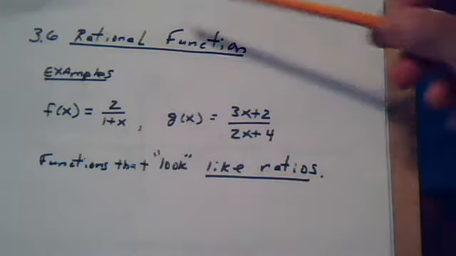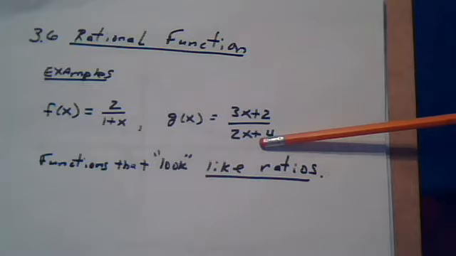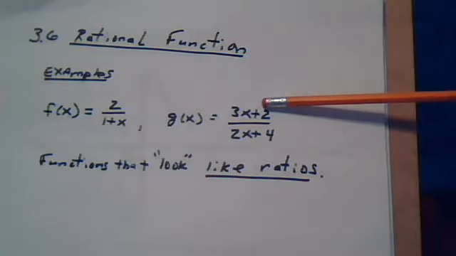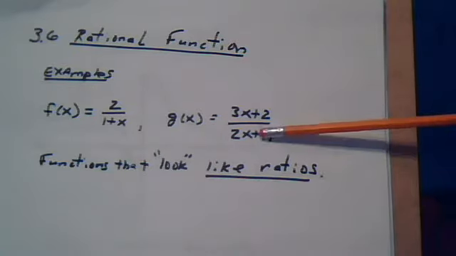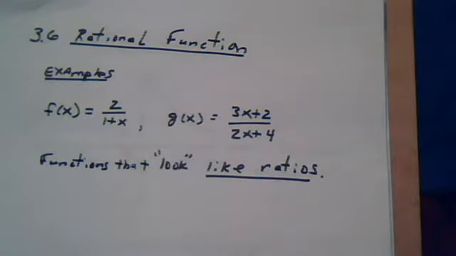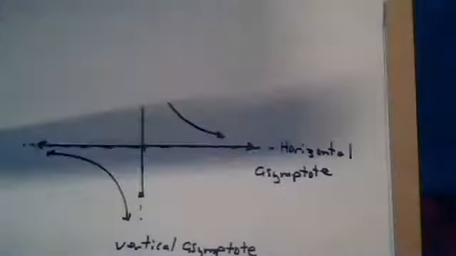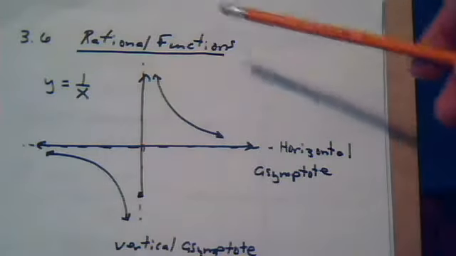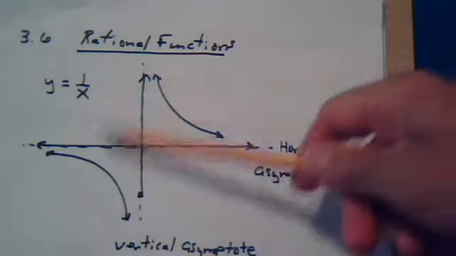Rational functions have a ratio look, where you have a polynomial in the numerator and a polynomial in the denominator. Here's a graph, and here's the equation that produced it.